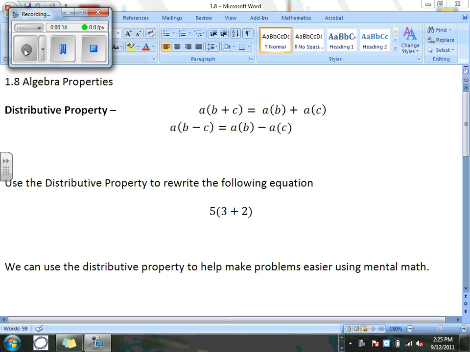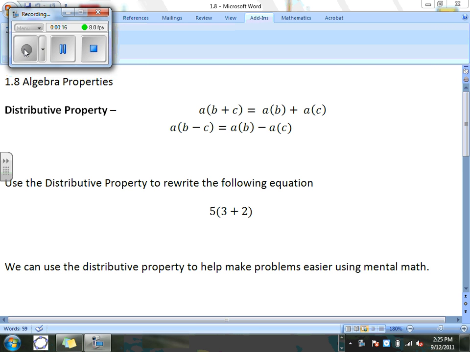What this is saying is that you can take the outside number times everything on the inside, and it's the same thing. So as long as we take this outside number times b and this outside number times c and keep our sign, we can do that and then add it together after that. Again here, this is saying we can take a times b minus, keep our sign, a times c. The number on the outside needs to be multiplied by everything on the inside.